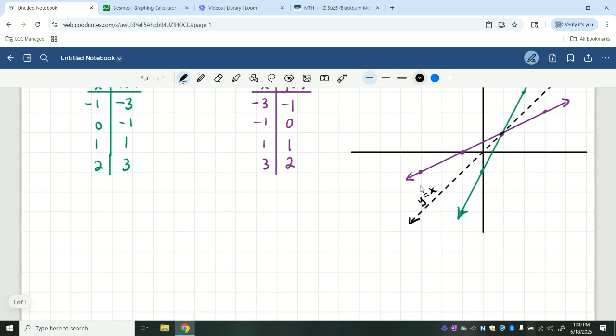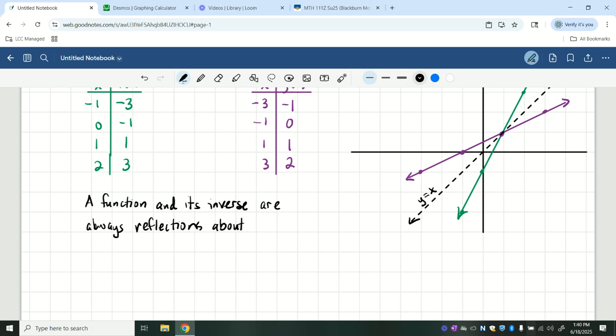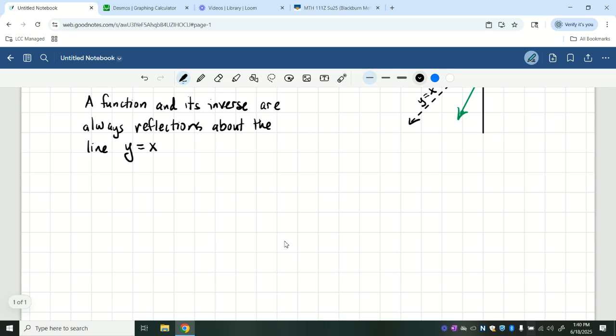All right, so let me write that down. A function and its inverse are always reflections about the line y equals x. All right, they're always reflections about that line. So that's going to come up in the MyOpenMath like a true false or something. So just be aware of that when it happens.